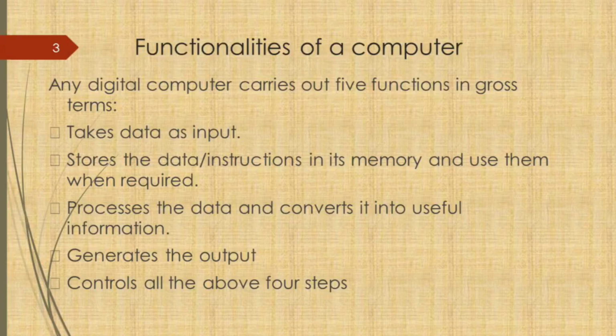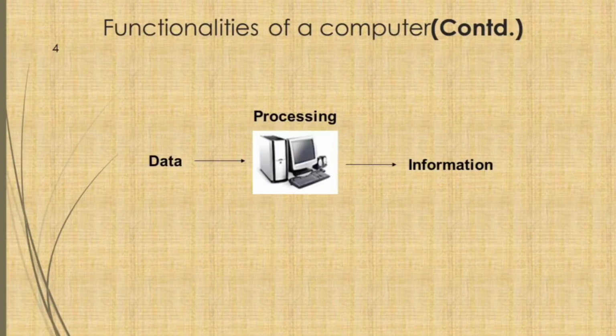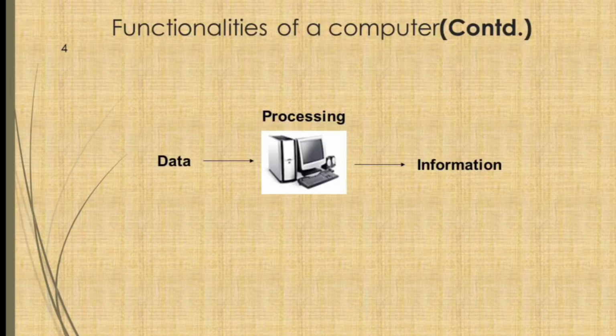Functionalities of a computer. Any digital computer carries out 5 functions in gross terms: take data as input, store the data and instructions in its memory and use them when required, process the data and convert it into useful information, generate the output, and control all the above 4 steps. As you can see in this picture, data is given to the computer, then processed, and then information is given as output.